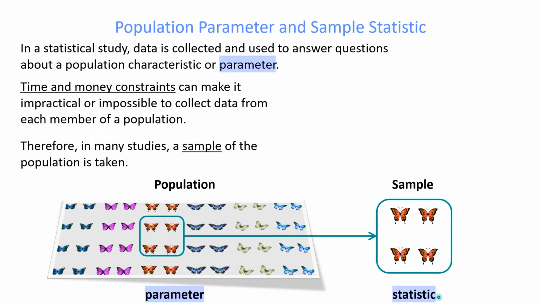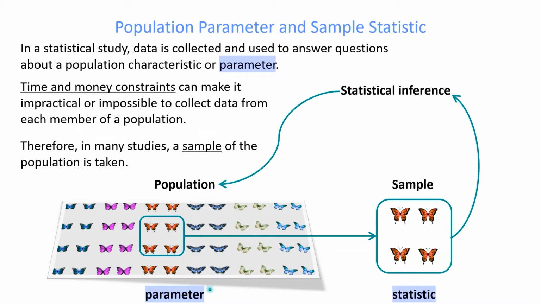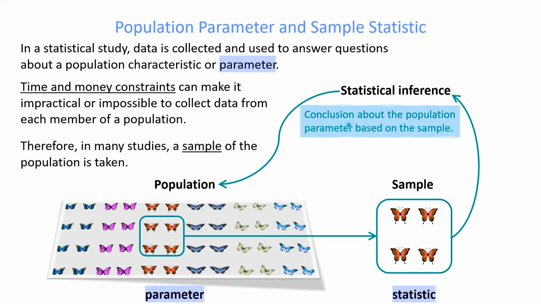Once we have this sample statistic, we can make a statistical inference about the population parameter. Now, a statistical inference is a conclusion about the population parameter based on the sample.